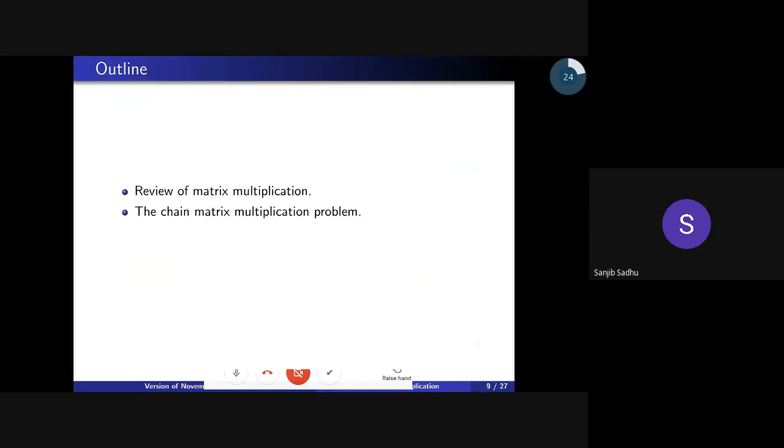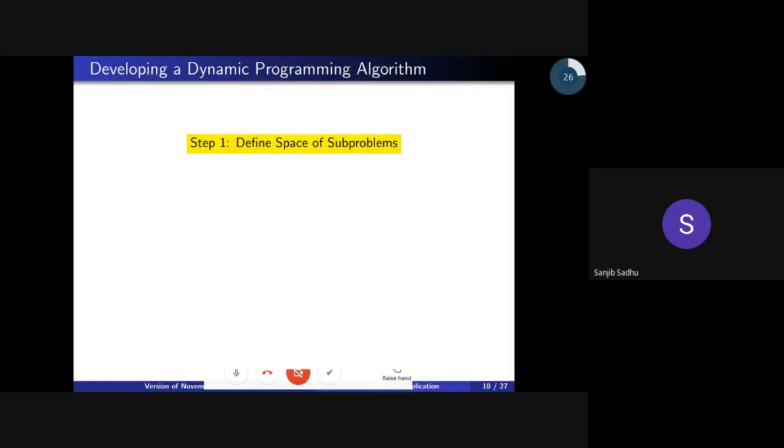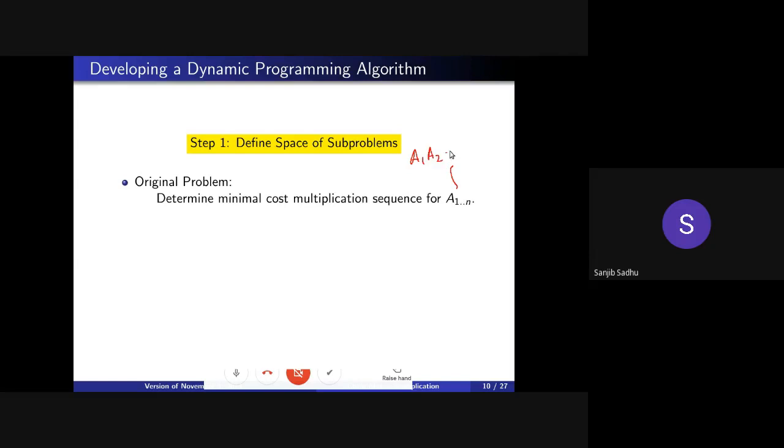Now, define the space of subproblems first. The optimal problem is to find the minimum cost multiplication sequence for A1 to An, that means A1, A2 to An. This is the given problem, and it is denoted by A1 dot dot dot n.